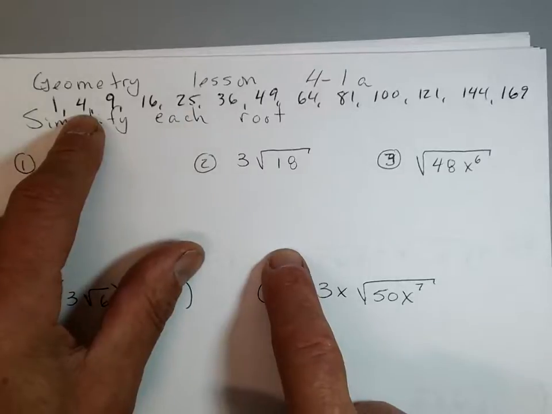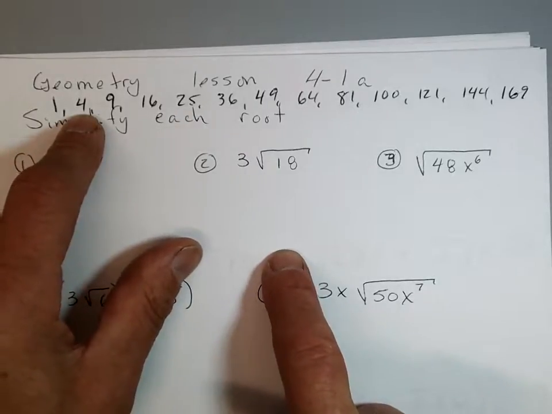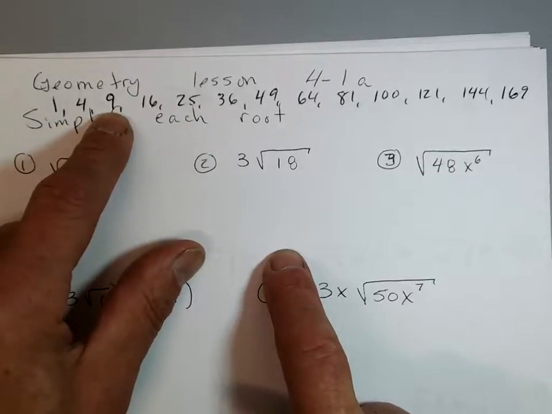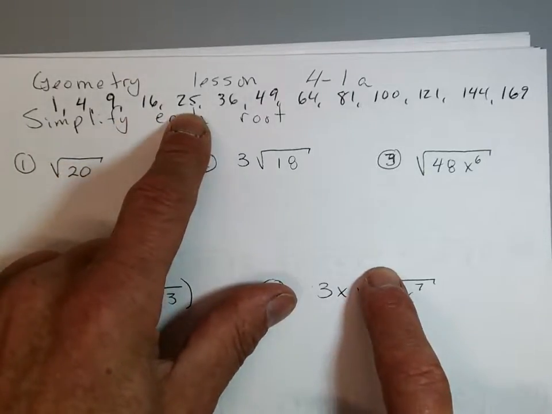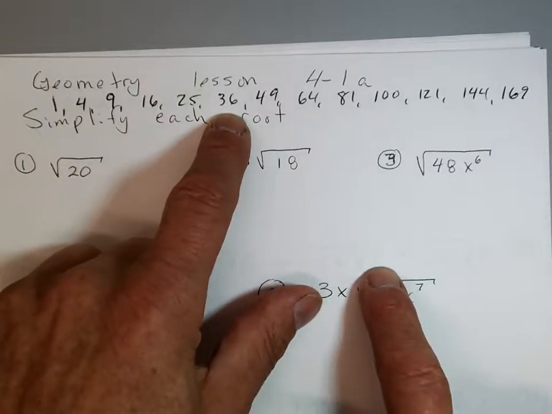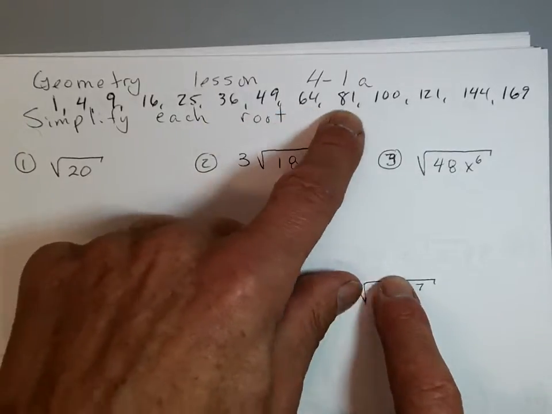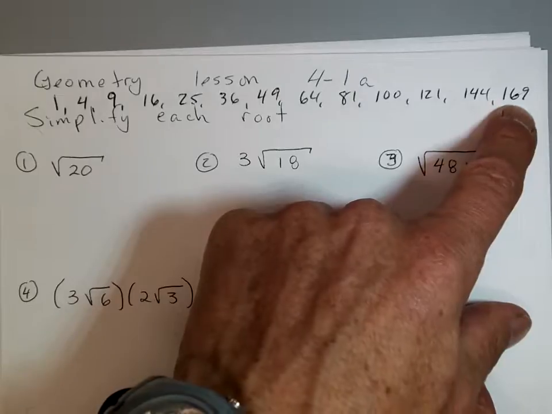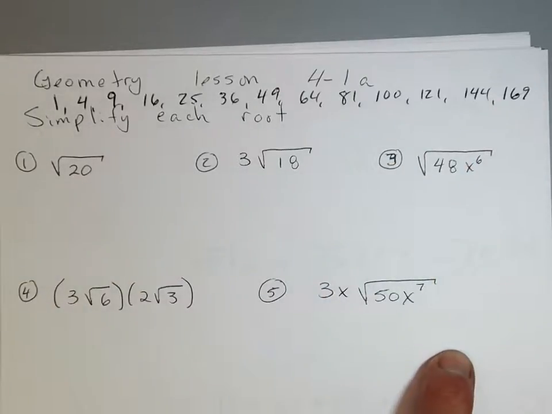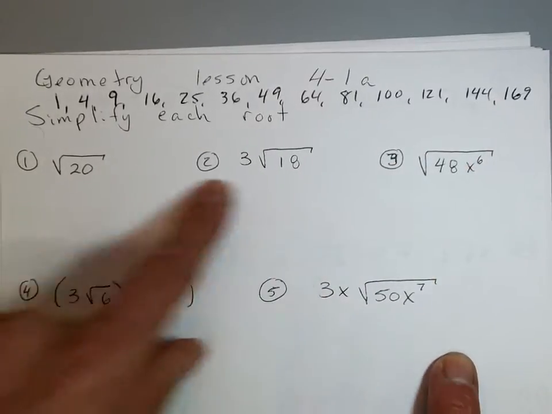Square root of 4 is 2. Square root of 9 is 3. Square root of 16 is 4. Square root of 25 is 5. 6, 7, 8, 9, 10, 11, 12, and square root of 169 is 13, okay? These are called the perfect squares. So within these numbers are perfect squares.